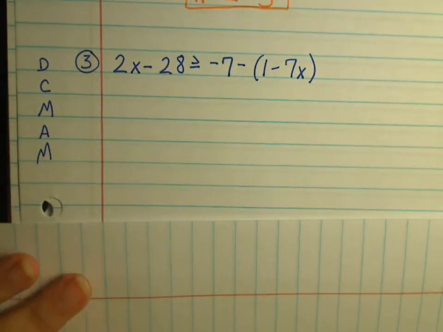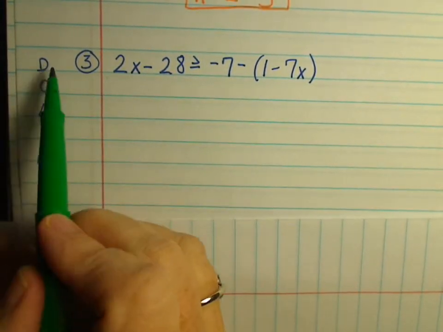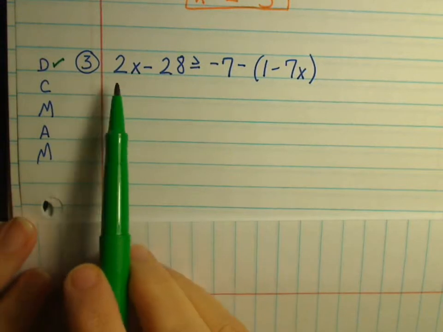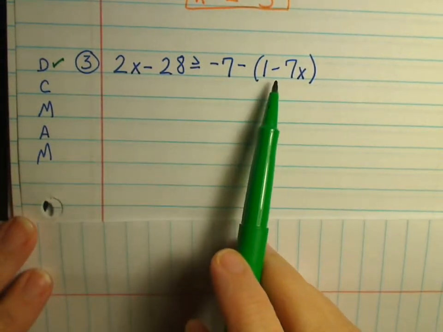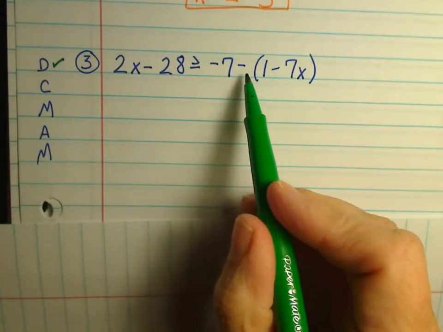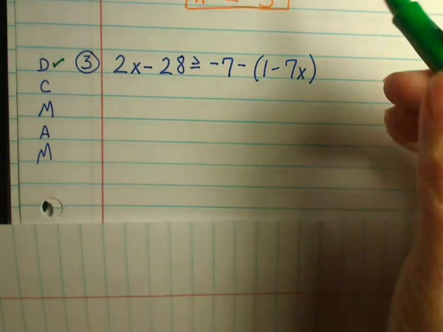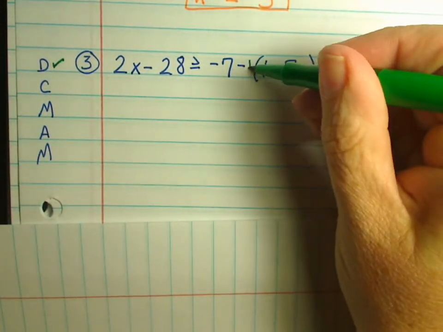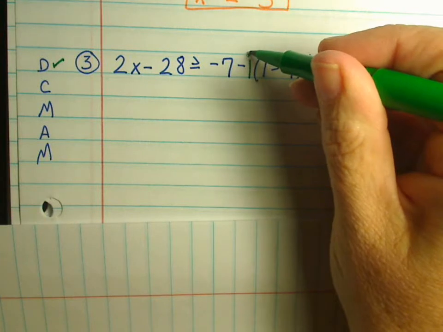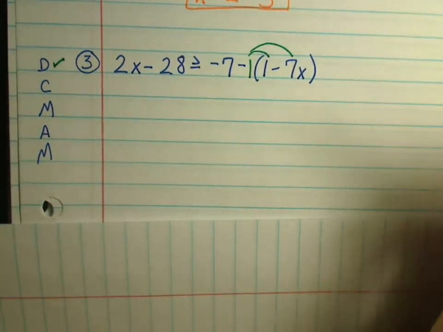Okay, so let's look over here at the steps. The first step is to do the distributive. So let me see if there's a parentheses. And there is, and right in front of the parentheses is a minus. So I'm going to put that understood 1, and that's what I'm going to distribute.